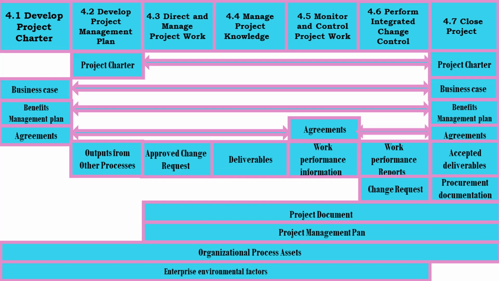Agreements. A procurement agreement includes terms and conditions and may incorporate other items that the buyer specifies regarding what the seller is to perform or provide. Enterprise environmental factors. The enterprise environmental factors that can influence the monitor and control project work process include project management information systems such as scheduling, cost, resourcing tools, performance indicators, databases, project records, and financials.